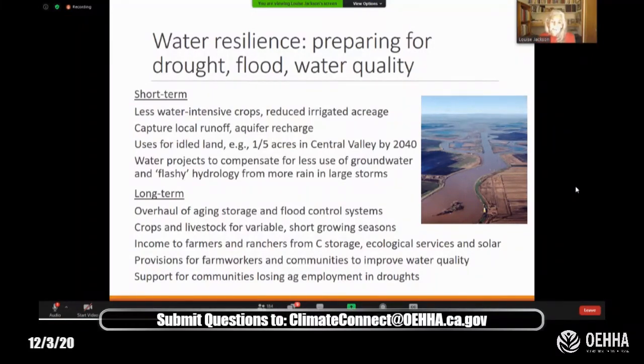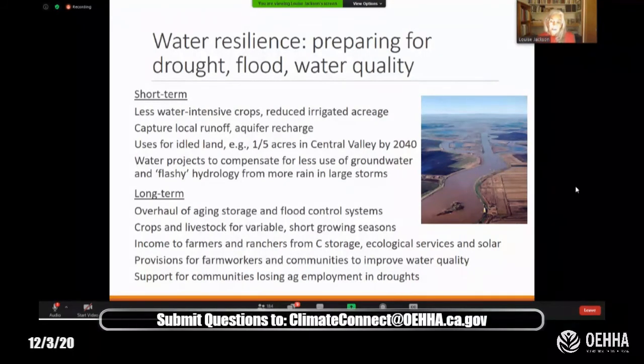In the long term, the expectation would be that we have to overhaul our aging storage and flood control systems. These were largely built 50 years ago and are in need of repair. We'll see new crops and livestock for more variable and shorter growing season. Land, if it's not going to be urbanized, has to provide income to farmers and ranchers from other purposes, such as carbon storage, ecological services, and solar.